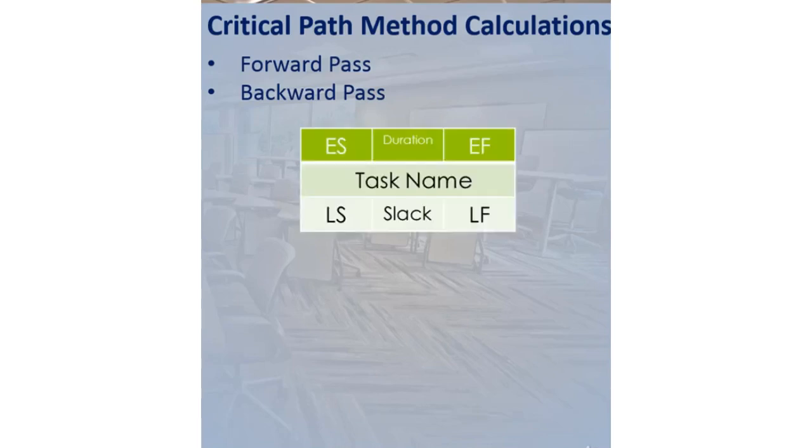Let's say this box represents our task. With forward pass and backward pass calculations, we will calculate each value in this box separately. We write the name of the task in the middle of the box. Then, we write the duration of the task to the upper side of the box and in the center. As you see, in this box, there are some abbreviations. Let's see what these abbreviations mean.